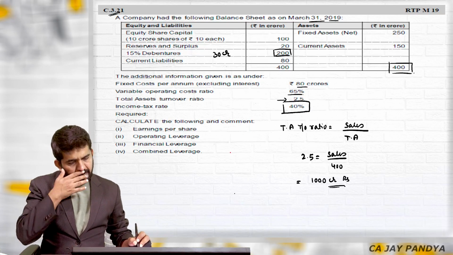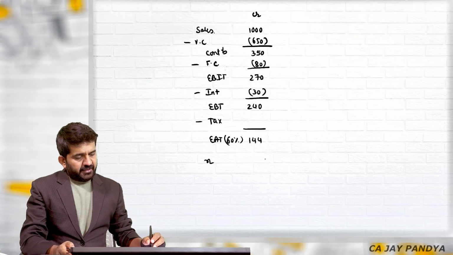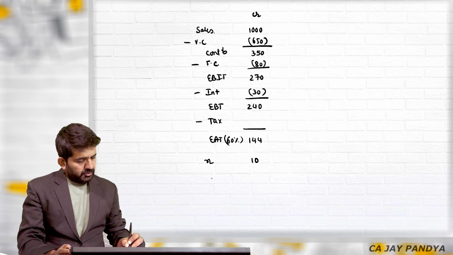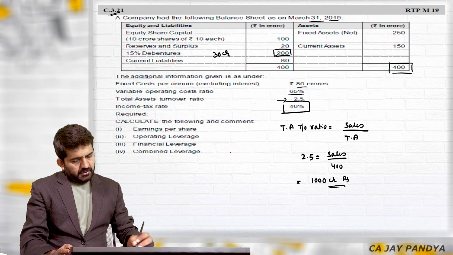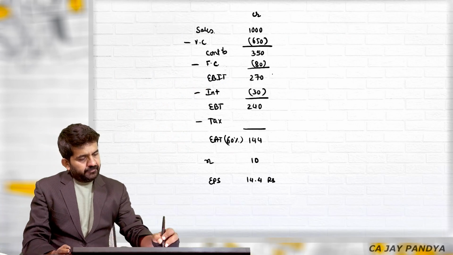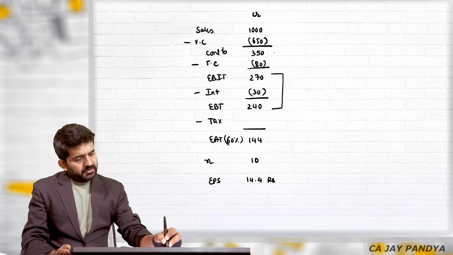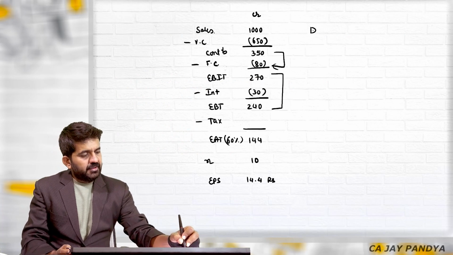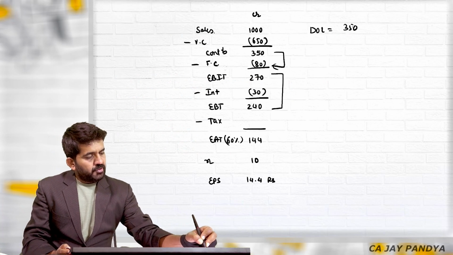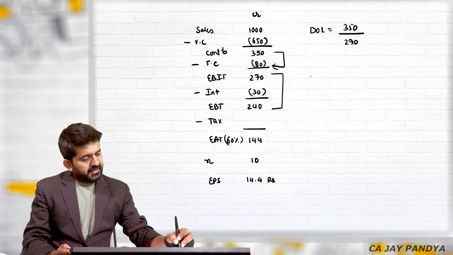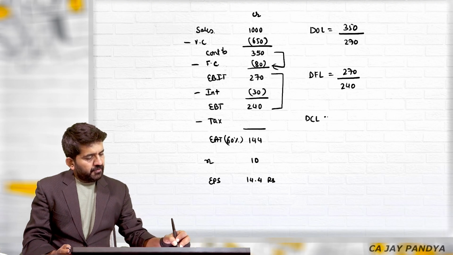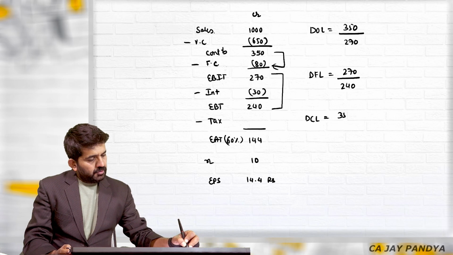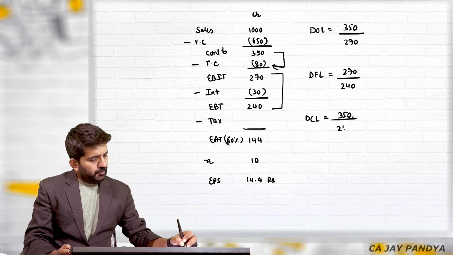Number of shares. There is no preference dividend. Number of shares are 10 crores. EPS will be 14.4 rupees. First answer we have got. Operating leverage is contribution upon EBIT. Degree of operating leverage, contribution upon EBIT. Degree of financial leverage, EBIT upon EBT. Degree of combined leverage, contribution upon EBT.